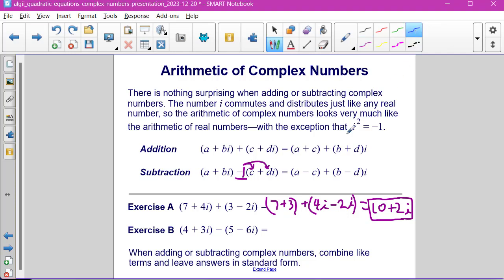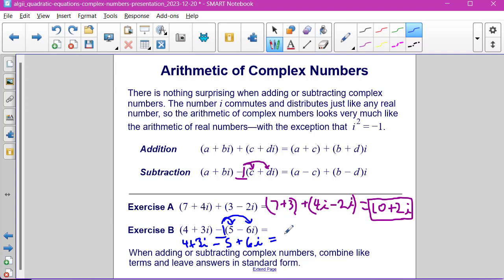Now let's look at exercise B. In this case, we have 4 plus 3i and then minus the quantity 5 minus 6i. So remember, we have to put our -1 in its position and distribute it through. So we have 4 plus 3i minus 5 and then plus 6i. And the reason we get that is because -1 times -6i will give us positive 6i.